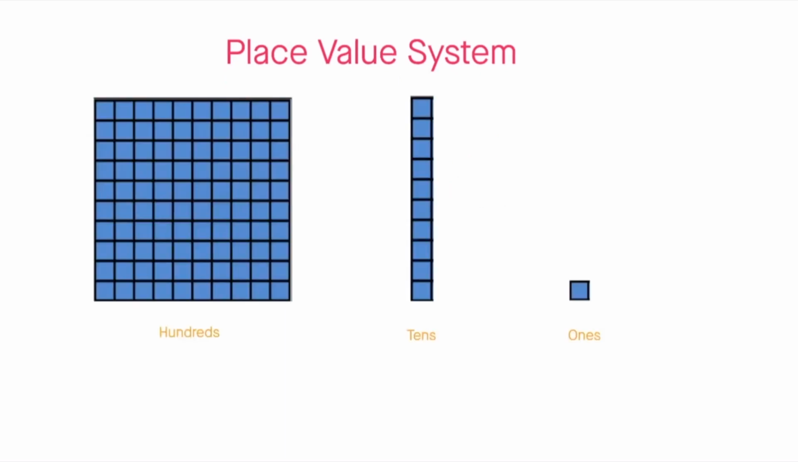We can model these whole numbers using base 10 blocks. They can represent hundreds, tens, and ones. So this single block represents 1. This rod represents 10, and this square represents 100.